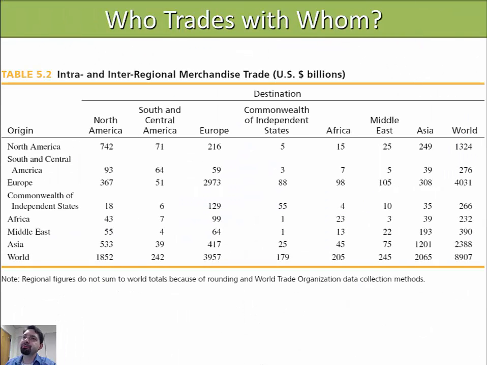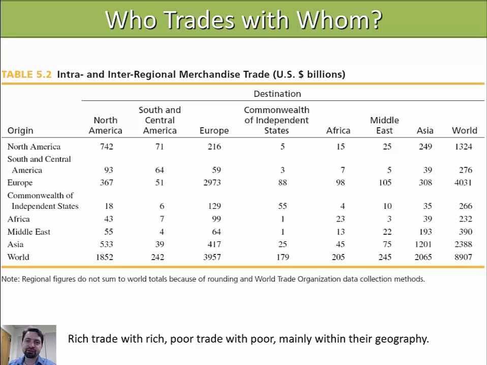Who trades with whom? Well, I have here some numbers, and you're welcome to look at them. You probably will forget them anyway, so I'll just give you a basic rule. The rule generally is that rich trade with rich, poor trade with poor, and neighbors trade with each other. So, for example, if you look at the trade between the United States or North America and Europe, there would be much more exchange of goods going on between those two regions.